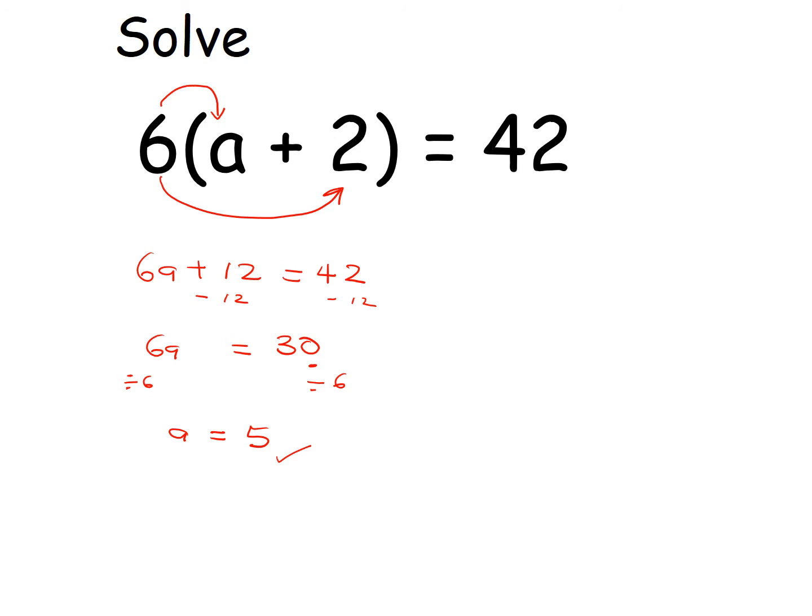Hold on, I think there might be a mistake here, because when we substitute a is 5 here, let's see. Yep, that's correct actually. 5 add 2 is 7. 7 times 6 is 42. That's correct. I just had a moment there.